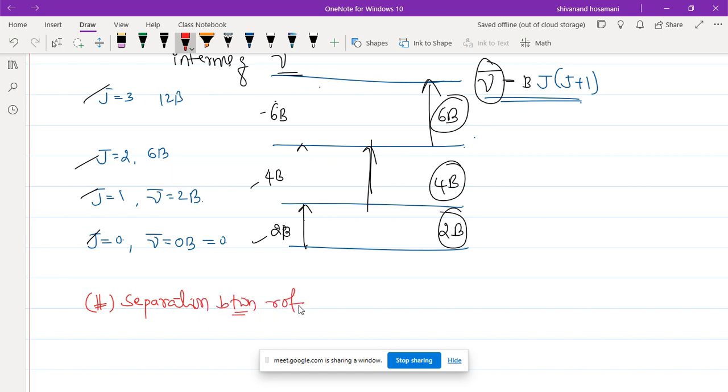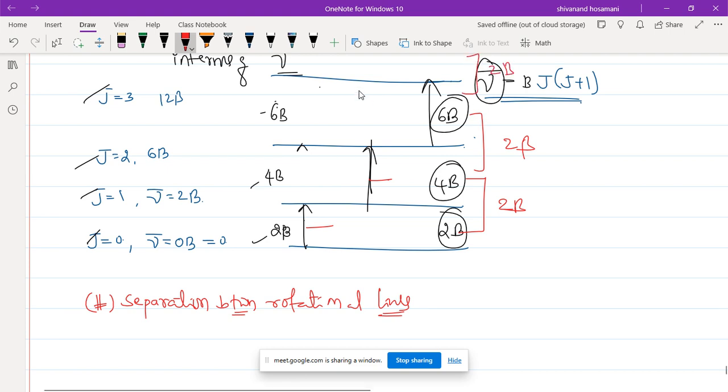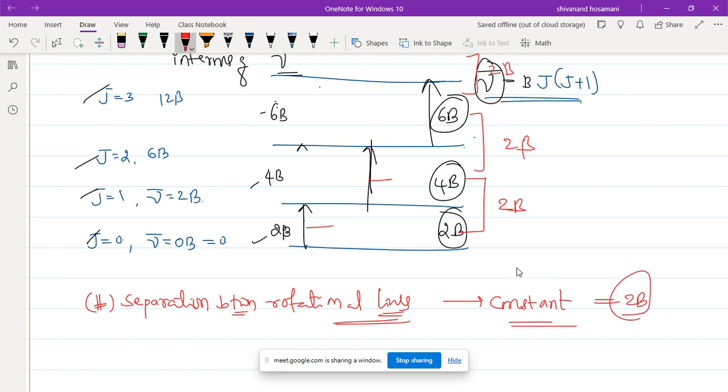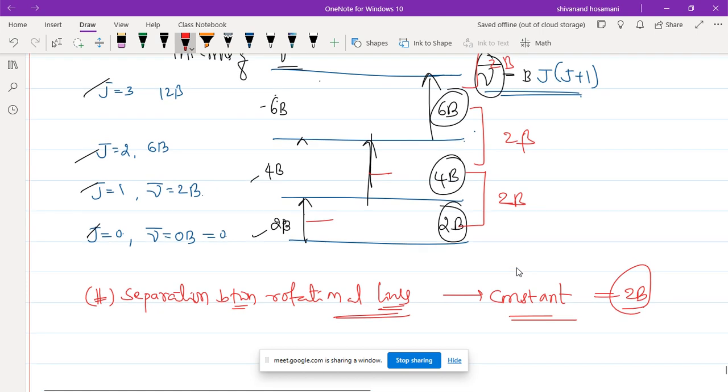Rotational lines, what does that mean? Successive consecutive rotational lines. For 2b it becomes 4b. What is the difference between these two? 2b. Going further, the difference is again 2b. What is the difference between 4 rotational lines? It is always constant, equal to 2b. Remember: separation of levels is different from spectral lines, rotational lines.